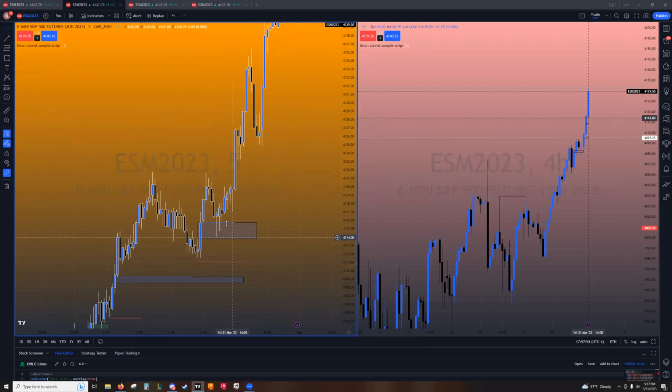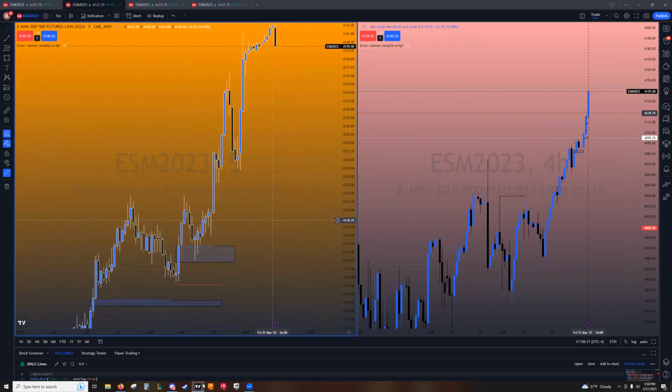So the idea is that if you're going long, you don't want to enter on a blue candle or on a green candle. You want to enter when price is going down as far as price can go down and you think it's still long. You want to enter as far as it can go down so you can minimize your risk.